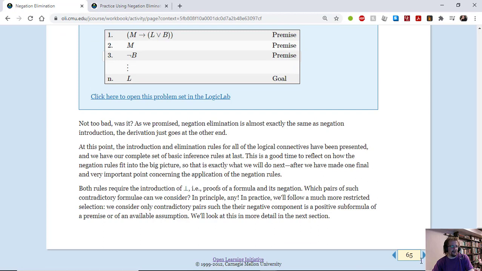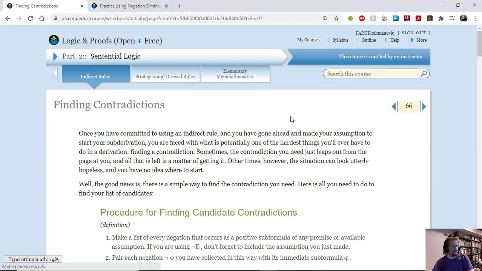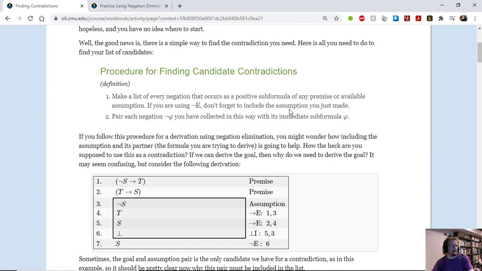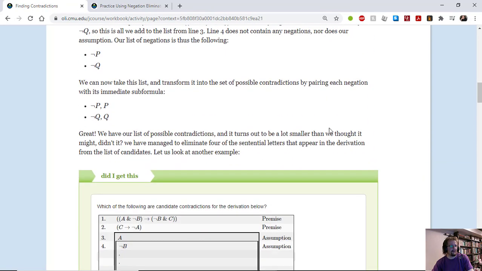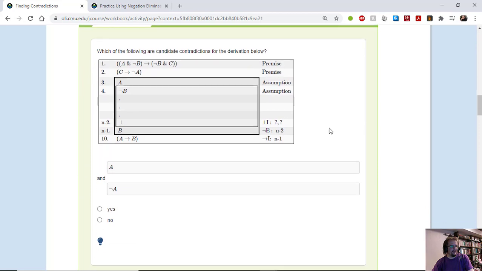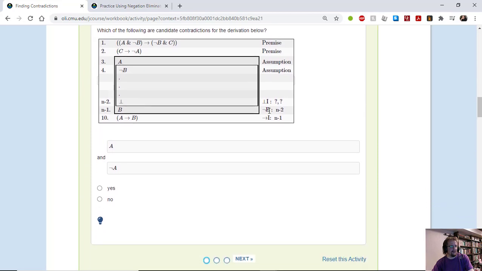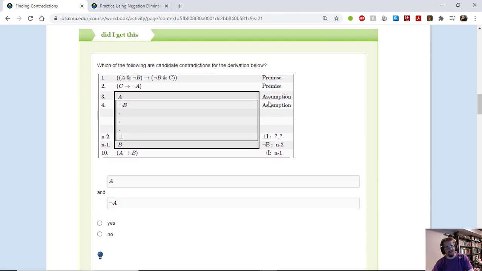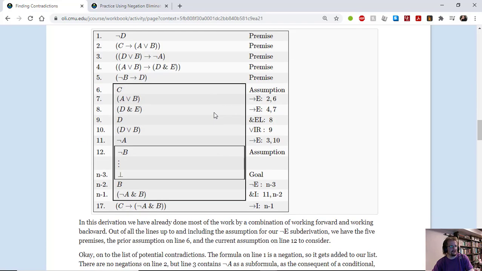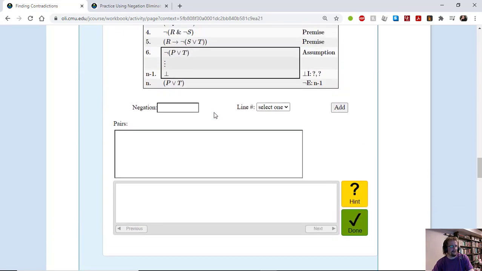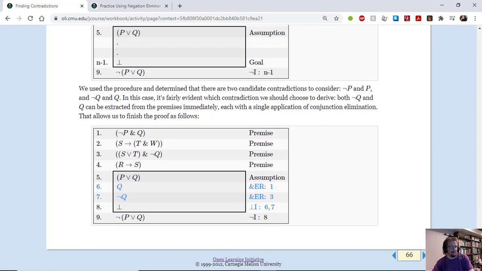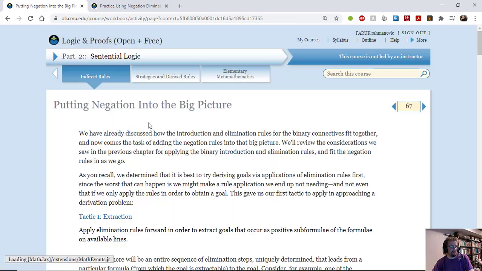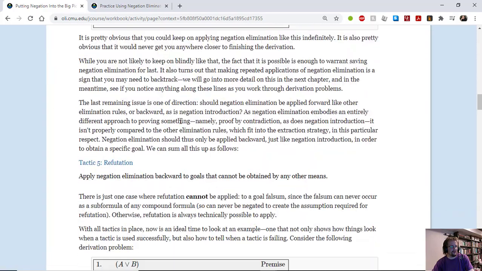Jump back in here. Go to the next page. Finding contradictions. So they have this procedure for attempting to not destroy your life. Attempting to somehow force a contradiction where one doesn't necessarily exist. They have quite a lot of very fun problems here for you to dig through. What we want to do is jump over to the next page.